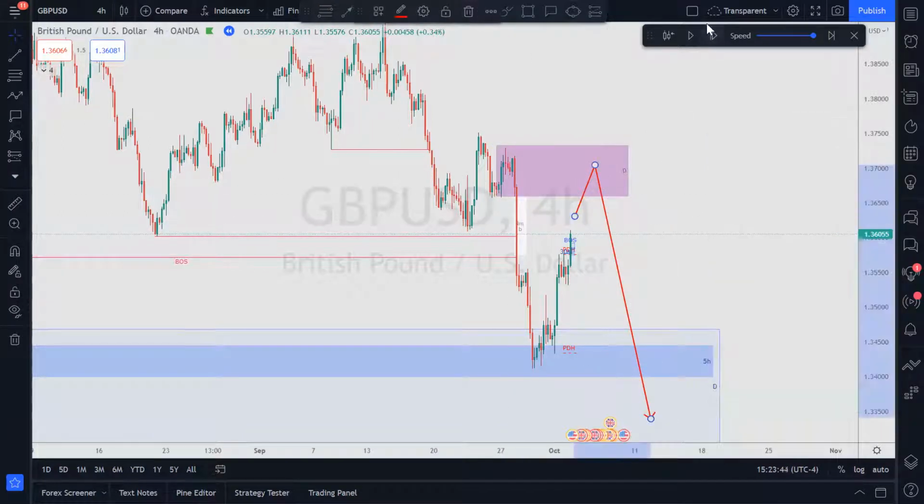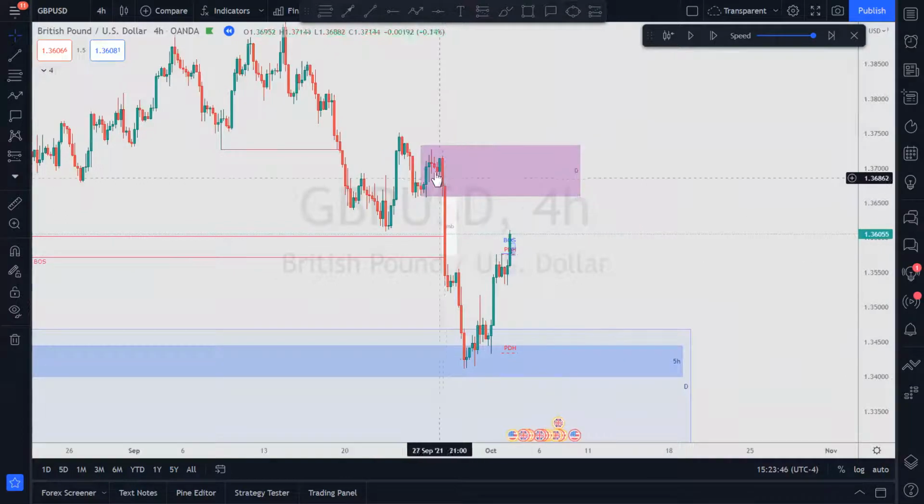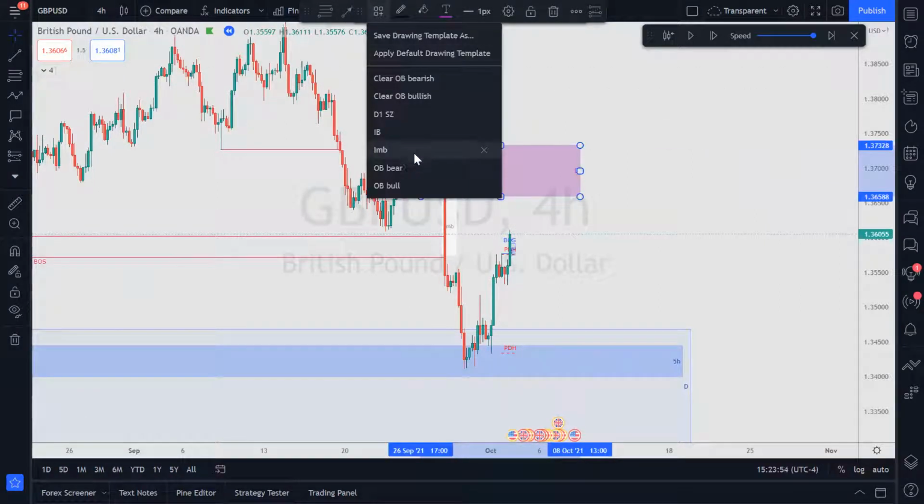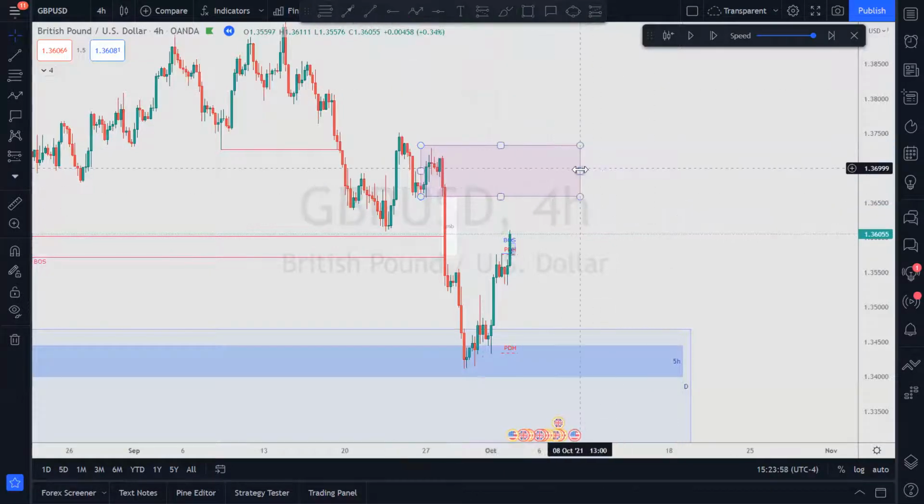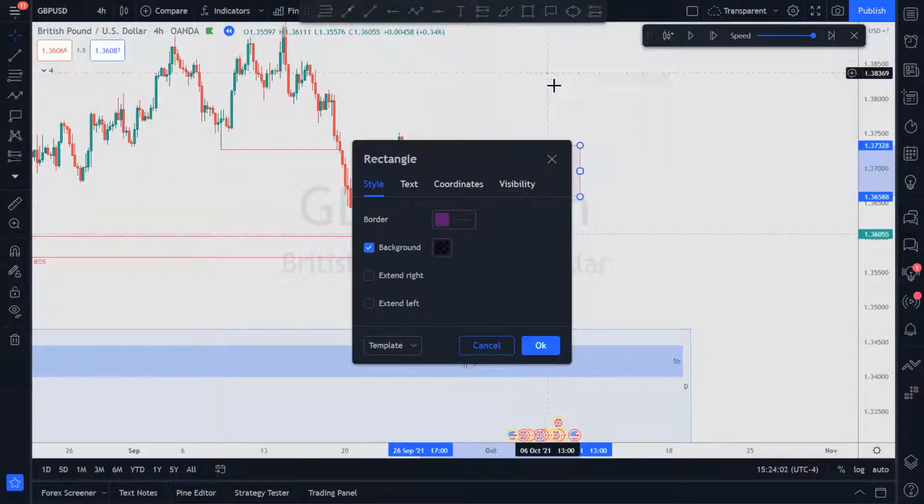Now, I want to refine this order block some, because this is the 4 hour. This is a daily order block here, but there's a 4 hour inside. Let me get to it. I'll do this first. Boom. This is the daily, and we'll mark that.